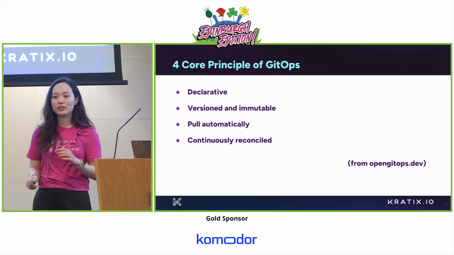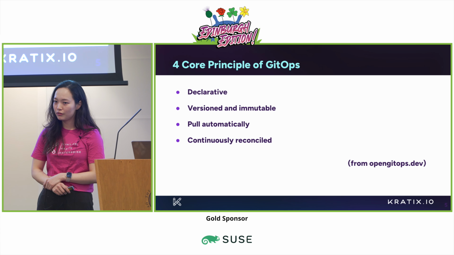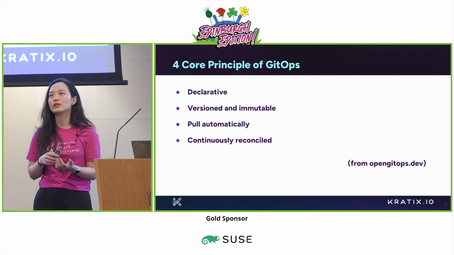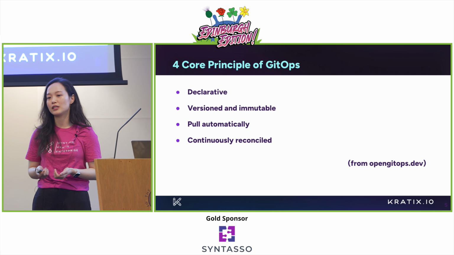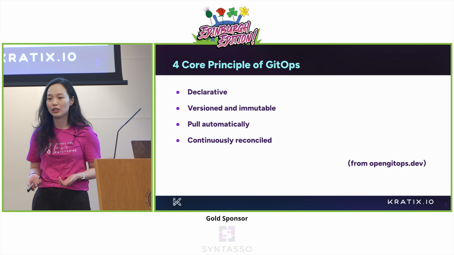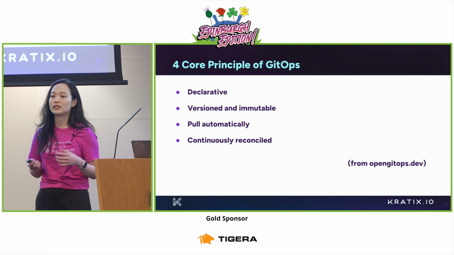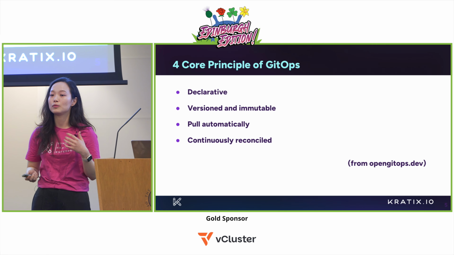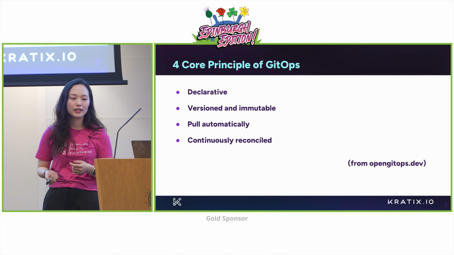Okay, so some core principles of GitOps. First, your system must be declarative. You don't say how to get to the desired state. You simply express the desired state in code, in a written document, and then you check that into Git, right? And because all of your changes are tracked in Git, changes are going to be versioned, and you cannot rewrite history. The history is going to be immutable.